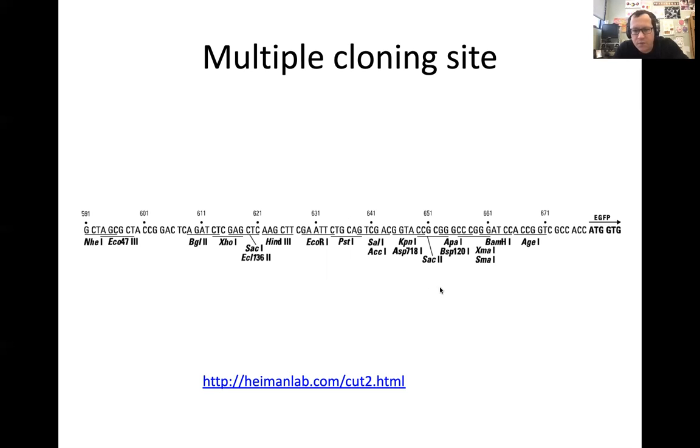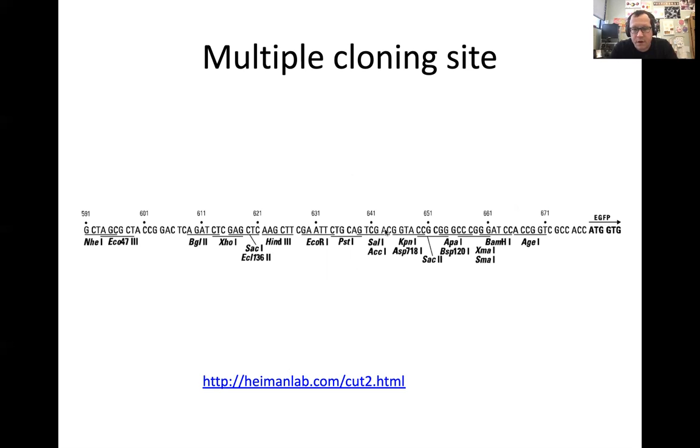And basically when people engineer a plasmid to be useful, they cram a bunch of restriction sites into one location so that we can use them. And we'll talk more about how we use these for cloning later on. But for today, just know that each of these restriction sites cuts once in the plasmid.